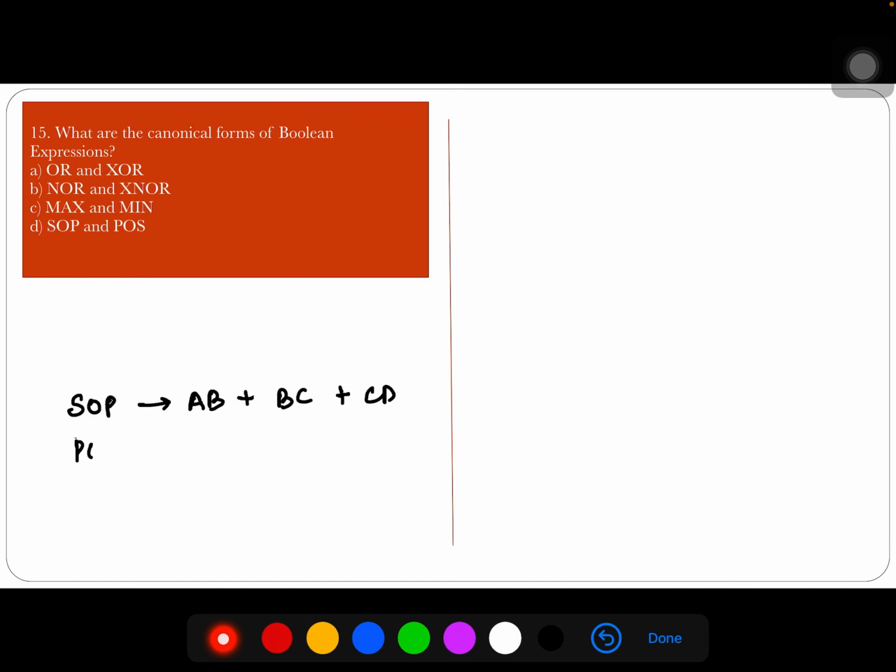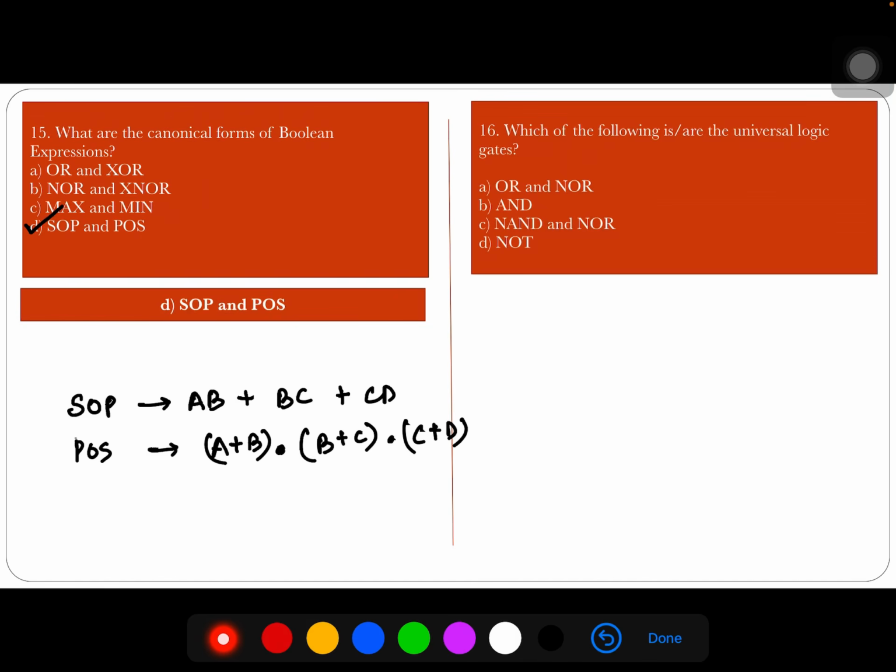And product of sum means: first term, second term, which is also a sum of two variables, third term, which is also a sum of two variables, and you just take the product of these three terms. So it is (A plus B) dot (B plus C) dot (C plus D). So SOP and POS are the canonical forms of Boolean algebra, sum of products and product of sums.